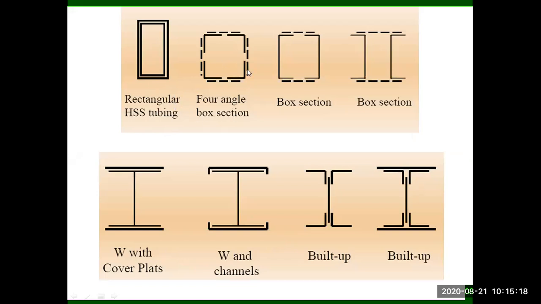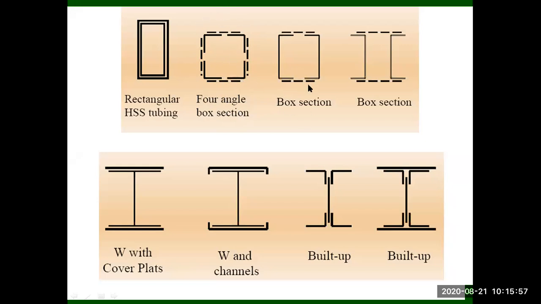Here is a four-angle box section. You can see at each corner they have placed an angle, and the four angles are connected by means of a splice, as we have seen in the last unit, the splice in the tension member. Such a splice is used here also, and the four angles are connected using this splice. So we can use the four angles as a compression member. We can call this a built-up section. These four angles are connected to each other, so we call it a built-up section.